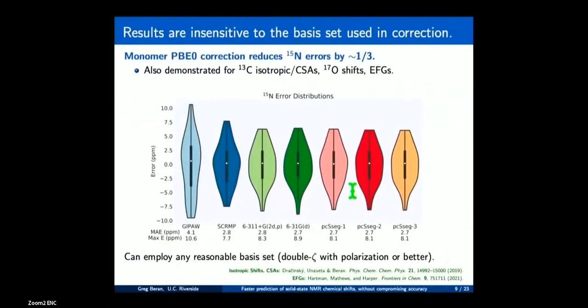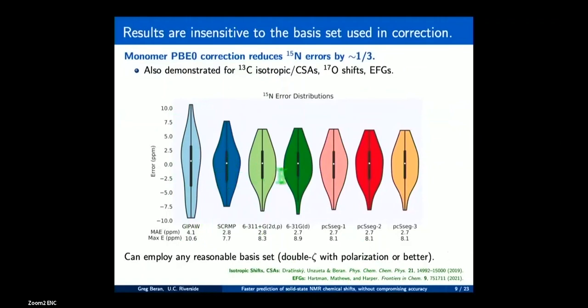And when you do that, here I'm just going to show some sample data. Our paper has a bunch more sets. And then my former student, Josh Hartman, has done it recently for EFGs. Same thing, it works really well. But here's some data for, again, a set of nitrogen-15 chemical shifts in molecular crystals. These are violin plots, so basically showing the error distribution for GIPAW, with a mean absolute error of around 4 ppm. Our fragment approach with PBE0 dropped that to a little under 3 ppm.